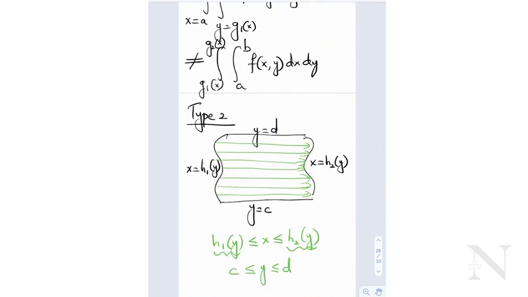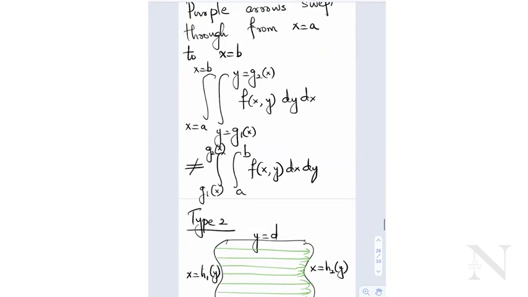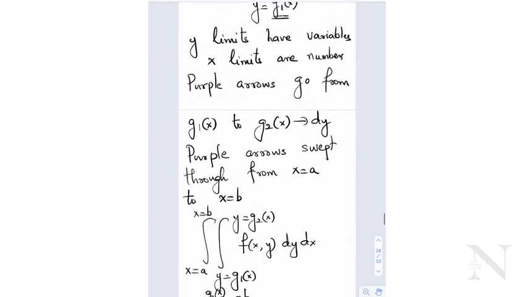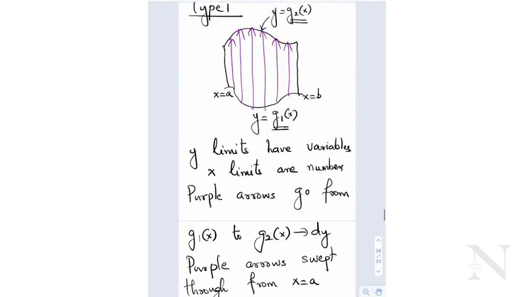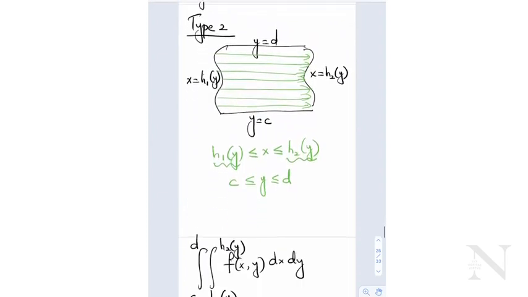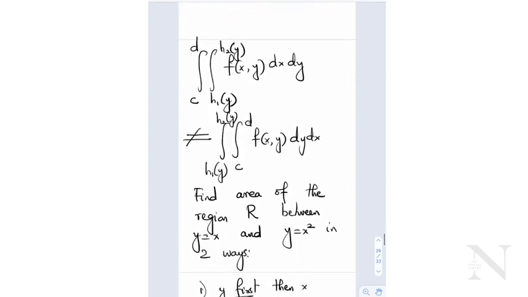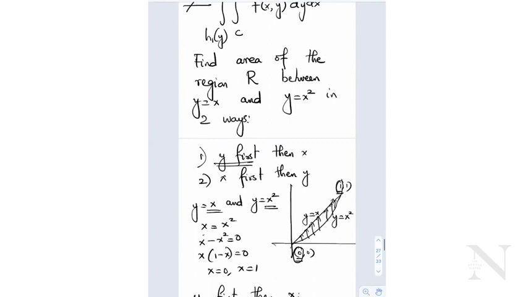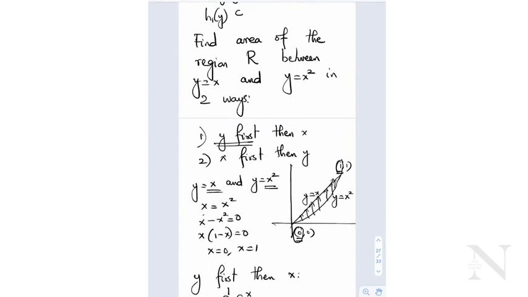Type 1, sorry, you have y first, then x, because you have the limits going from bottom to top first, y first, then x. And type 2, you have x first and then y. Either of these could be done for most of the problems, and it should give you the same answer. So that's what I did here. This is a simple example which you could have done even with calc 1, but just to convince you that you get the same answer whichever way you do it.